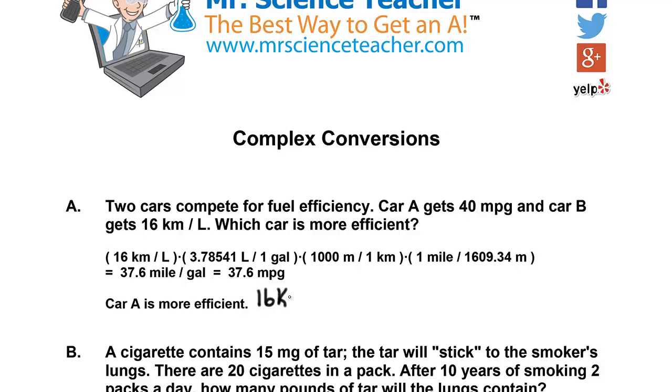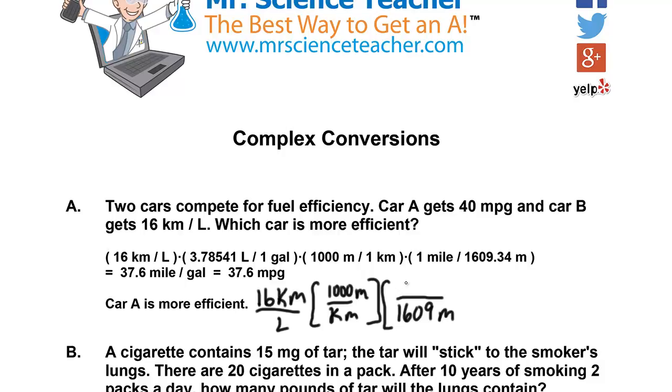So we're going to have 16 kilometers per liter. Well, you should know that in every kilometer there are 1,000 meters. Every kilometer has 1,000 meters. And you should know that there are roughly 1609 meters in a mile. 1609 meters in 1 mile. Notice that the kilometers drop out, the meters drop out, and I'm left with miles. And I have miles per liter. I want to compare, so I need to get miles per gallon.